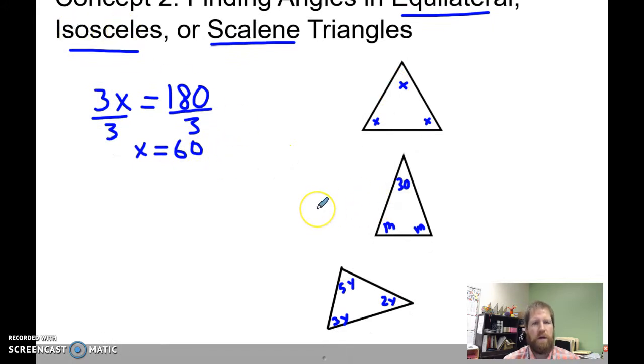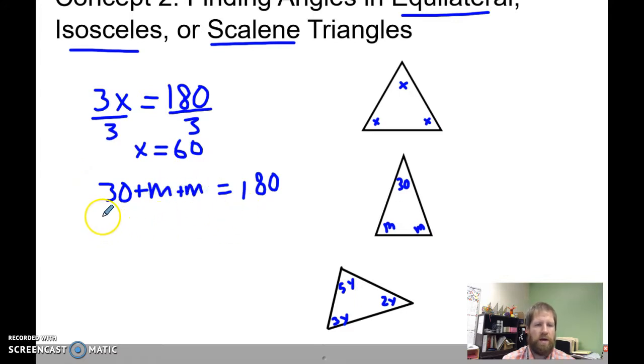Isosceles is a little bit different, but we can still use what we know about them to figure out missing angles. Remember, isosceles has two congruent or equal sides and two congruent or equal angles. So I'm going to set up my formula. Basically, these three angles are equal to 180. That's always going to be my formula. So I have 30 plus m plus m, or 30 plus 2m is equal to 180.